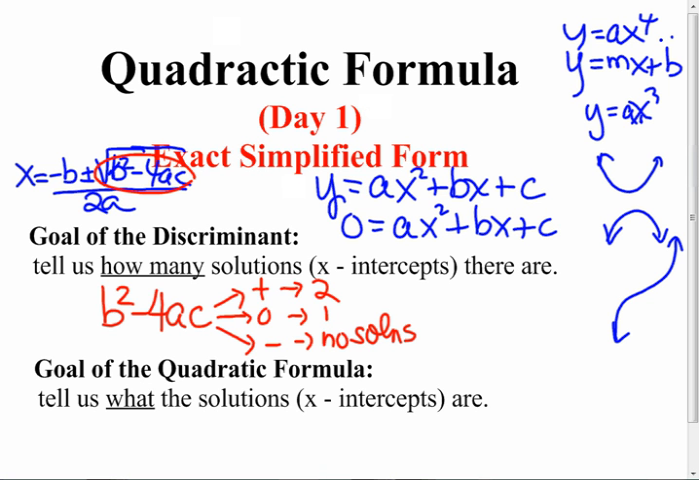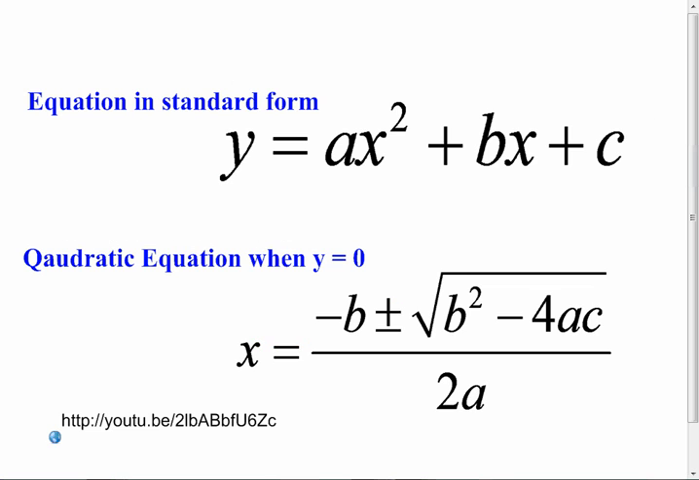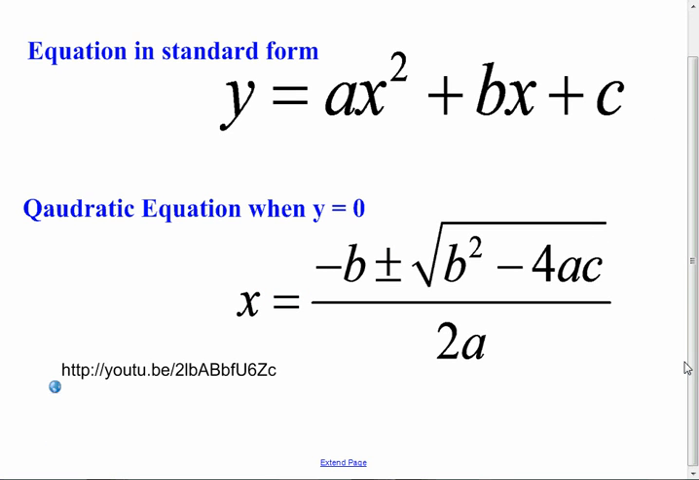You guys can sing it. We can play it a couple times. Okay, so the goal of the quadratic formula is to tell us what the solutions are, where the parabola crosses the x-axis. That's the whole point of the quadratic formula. You got it on the slide. There's nothing to really write down. That's the quadratic formula.